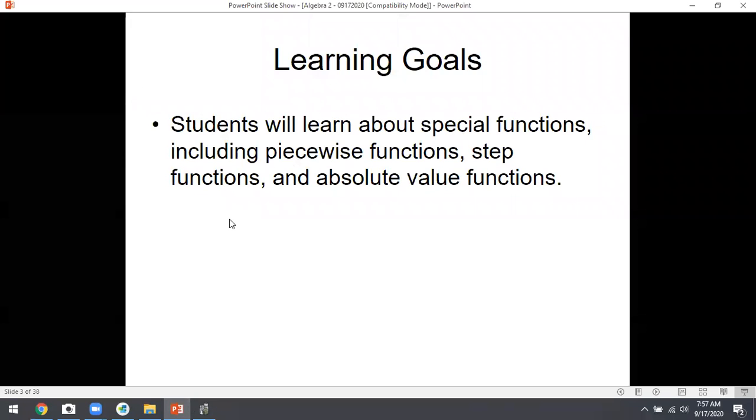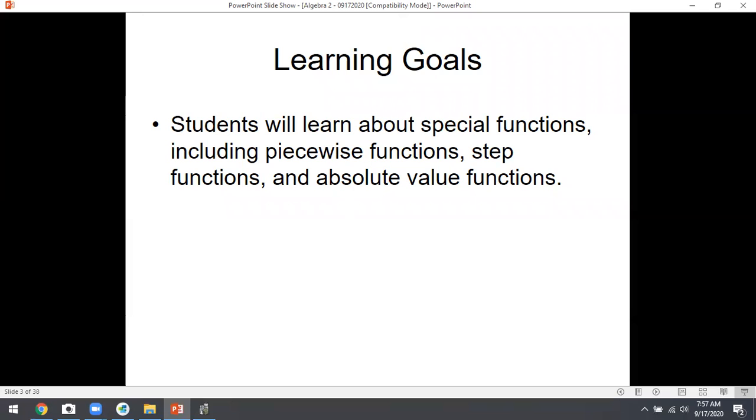Let's do some learning goals and get ourselves ready to learn some special functions today. They're special. Students will learn about special functions, including piecewise functions, step functions, and absolute value functions.